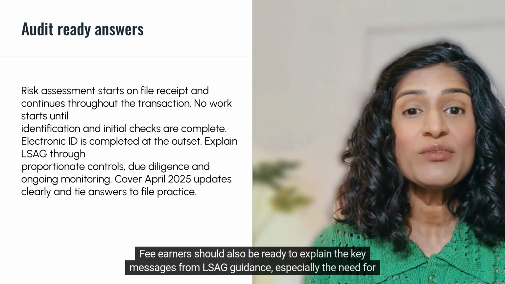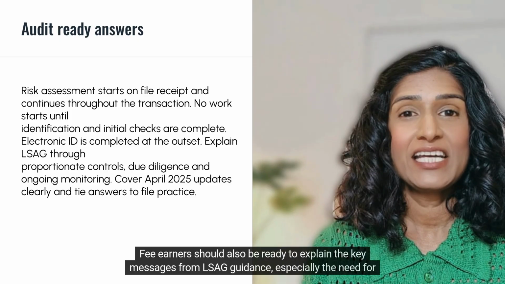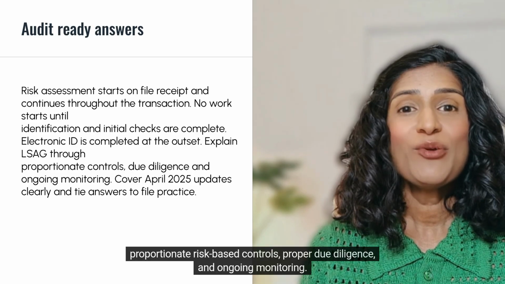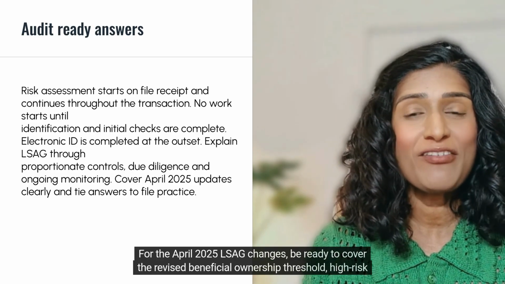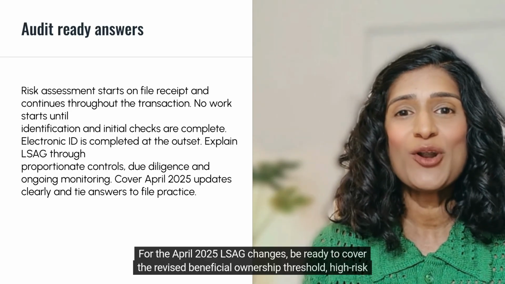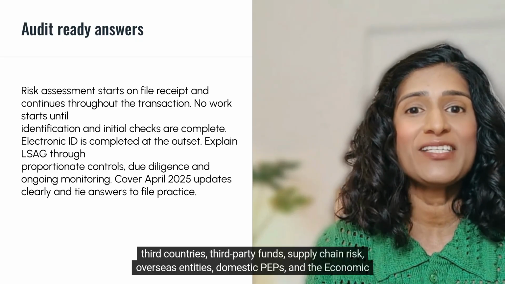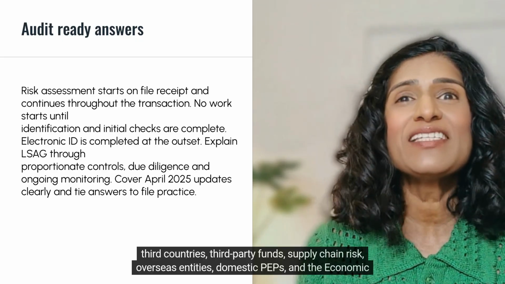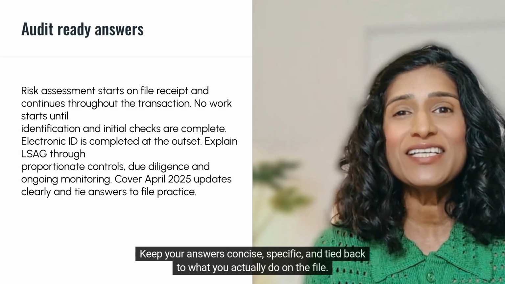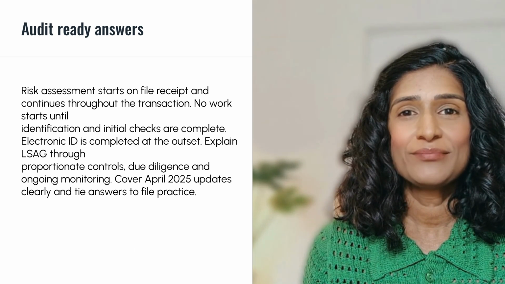Fee earners should also be ready to explain the key messages from LSAG guidance, especially the need for proportionate risk-based controls, proper due diligence, and ongoing monitoring. For the April 2025 LSAG changes, be ready to cover the revised beneficial ownership threshold, high-risk third countries, third-party funds, supply chain risk, overseas entities, domestic PEPs, and the economic crime levy. Keep your answers concise, specific, and tied back to what you actually do on the file.